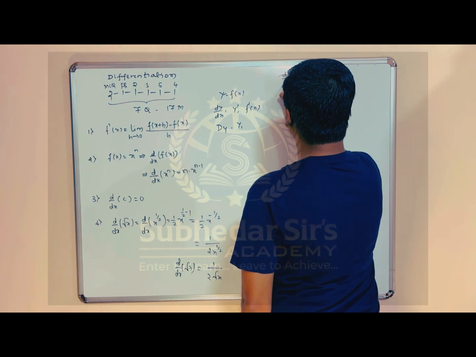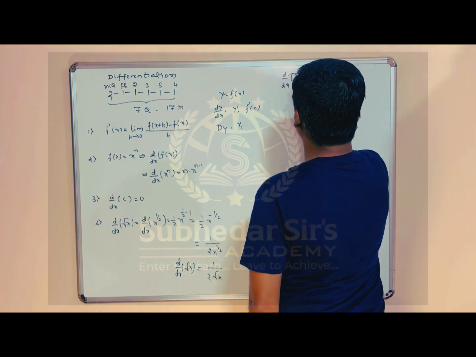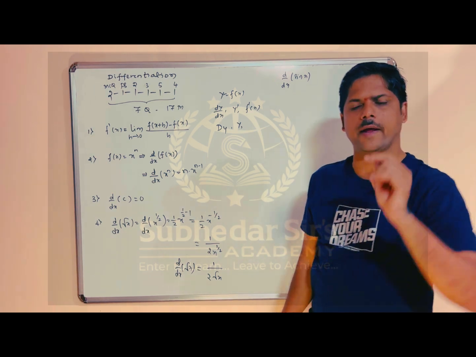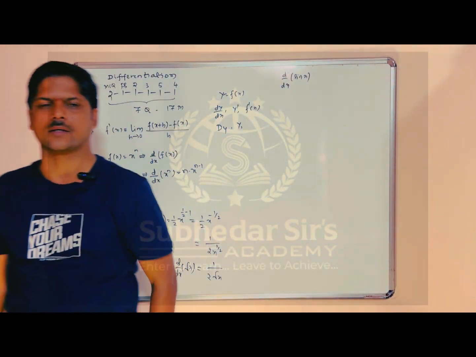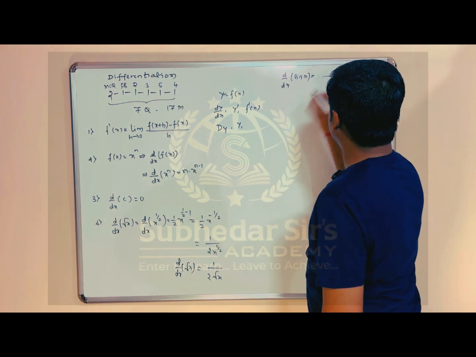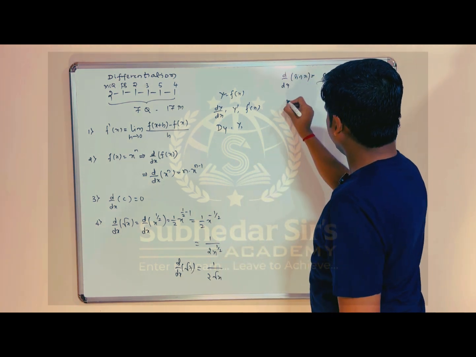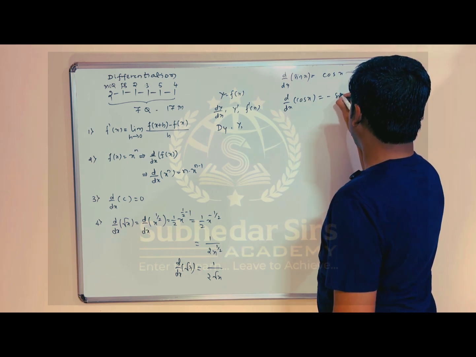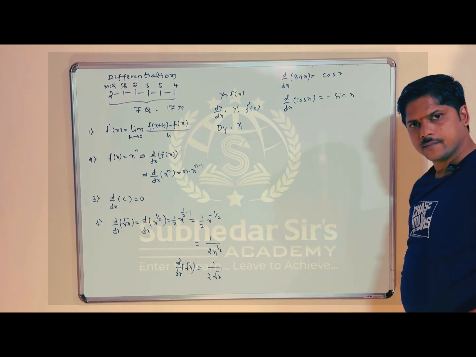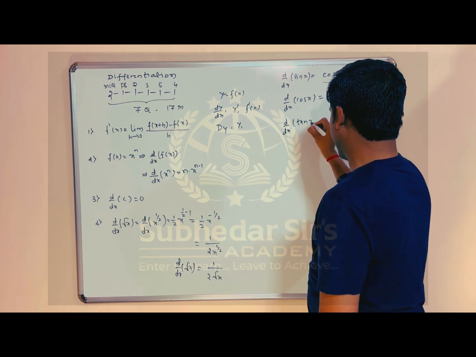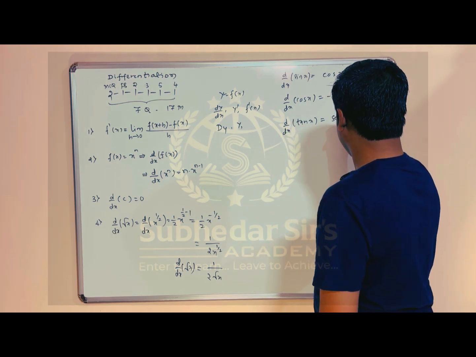Next, differentiation of trigonometric functions. Again I am going to write the trigonometric functions in the same order which we discussed in the competitive part, right? So, d by dx of sin x is equal to cos x. Similarly, d by dx of cos x is equal to minus sin x. Third one, d by dx of tan x is sec square x.